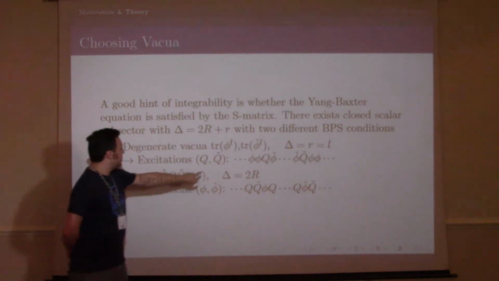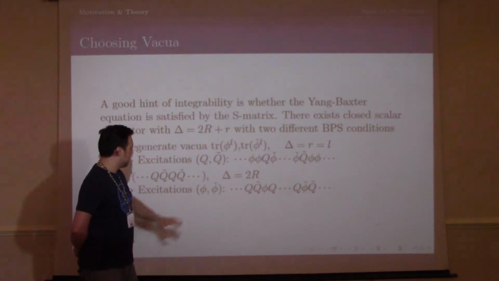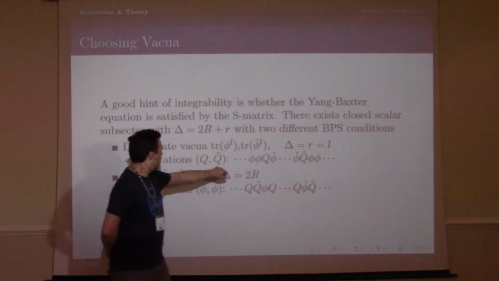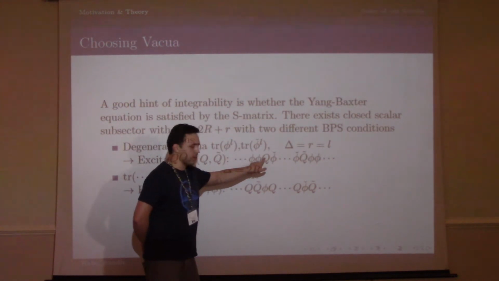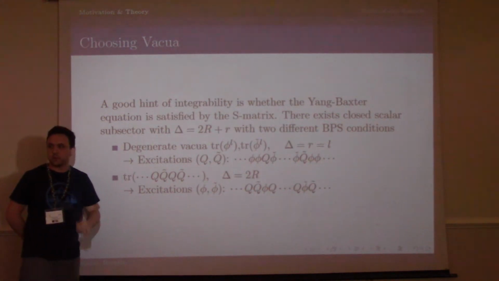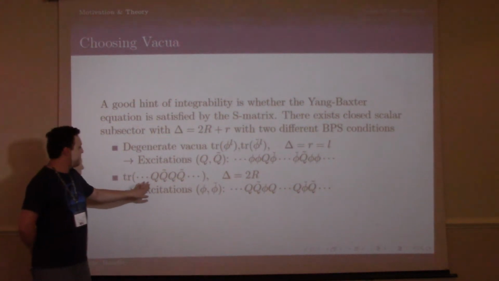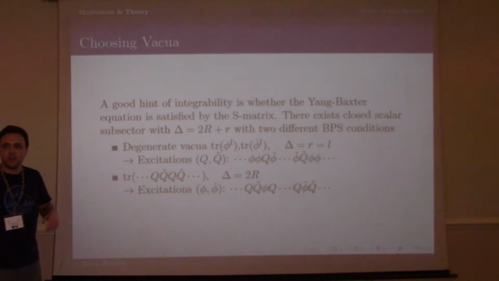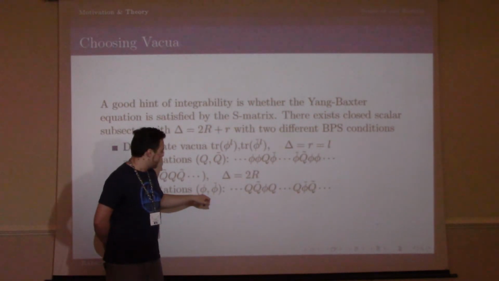Okay, so if I look quickly, I have a degenerate vacuum here. If I choose this as my vacuum, excitations, for instance, could be two Qs, a Q and a Q-tilde. And what's interesting here is that the excitations interpolate between the two vacua. For the second one, this vacuum is unique up to choice of the I and the I-hat indices. We chose all of them plus, and excitations are simply given by phi and phi-j.